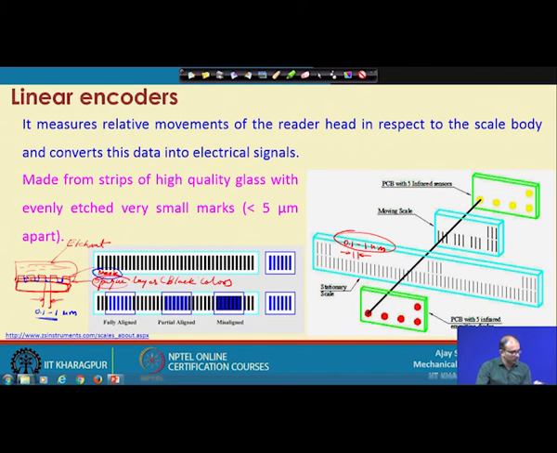So, once it is over, then you have to apply a mask removal process, or you have to apply an under-etching process. So, you can get this done without creating any problem. So, this is called the etching process, the way you are getting these particular marks. So, this is the way of operation of a linear encoder.